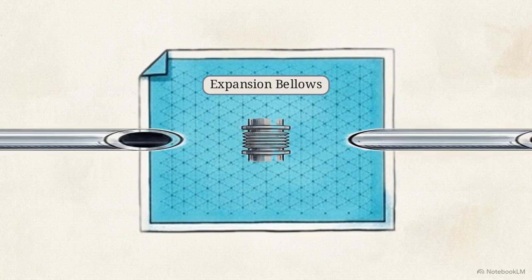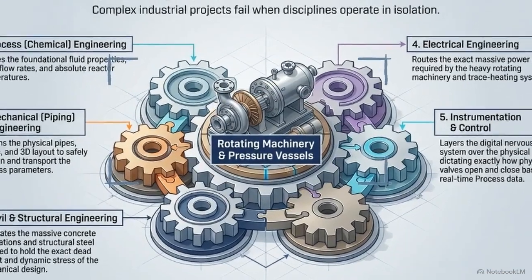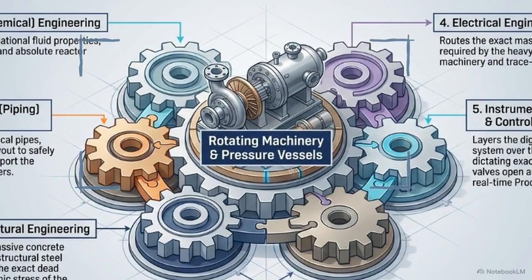This interlocking gear diagram represents the entire facility. Designing a plant requires multiple engineering disciplines to constantly share information. If the chemical team changes a temperature, the mechanical team redesigns pipes, and electrical supplies more power. If teams stop talking, the gears jam.